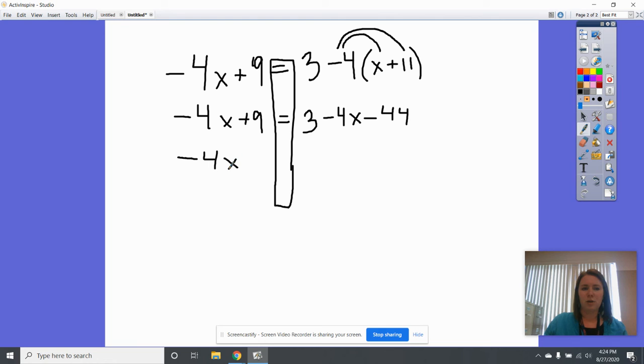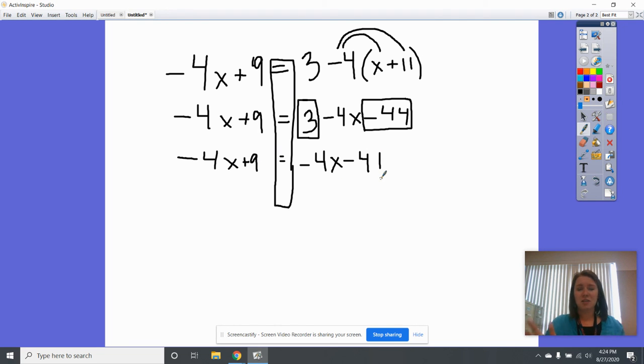This side we already know. We already said there's nothing to combine. But the other side, I have a number. It's just a plain old 3. And another number, that's a -44. So I have my -4x, but then I need to take care of these numbers. So 3 minus 44 is -41. Okay, we notice that both sides of the equal sign are not exactly the same, so we know we're not done. We know it's not infinite solutions. We're going to keep on solving.